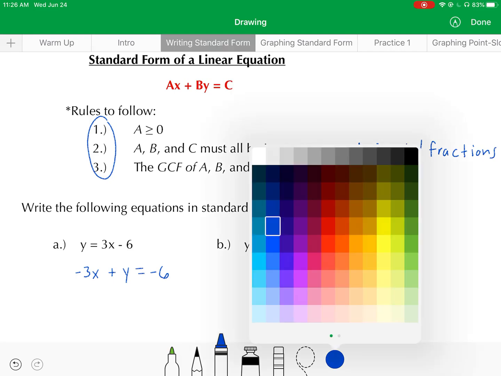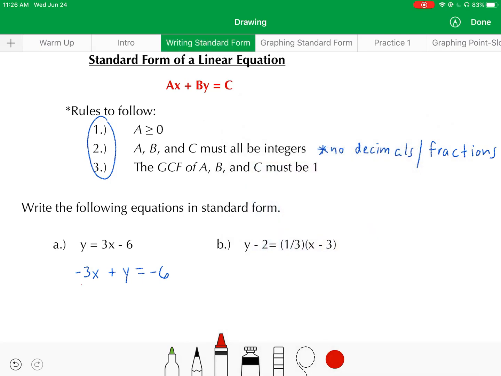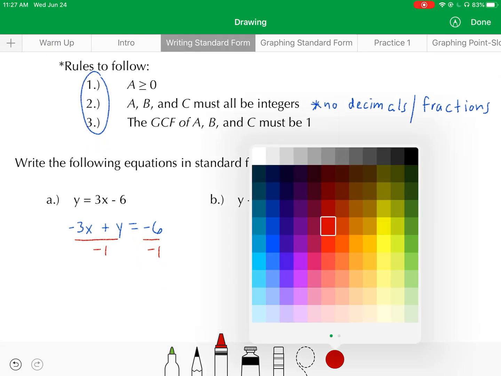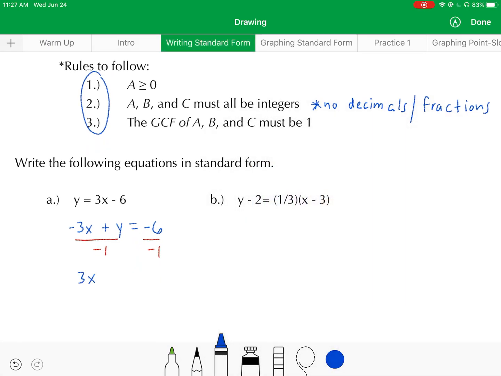So I can pretty easily handle that by simply dividing or multiplying both sides of the equation by negative 1. That's going to take me here to 3x minus y equals 6. All right, now I check the other two rules. Now that a is positive, I can check: are a, b, and c all integers? A is 3, b is negative 1, c is 6. They are integers, we're good there. And their greatest common factor is in fact 1. They don't have anything else in common. So now we're in true standard form.